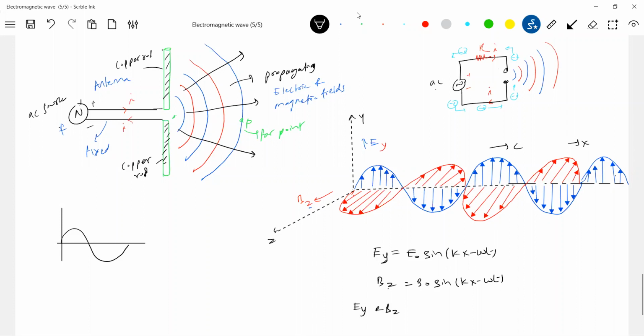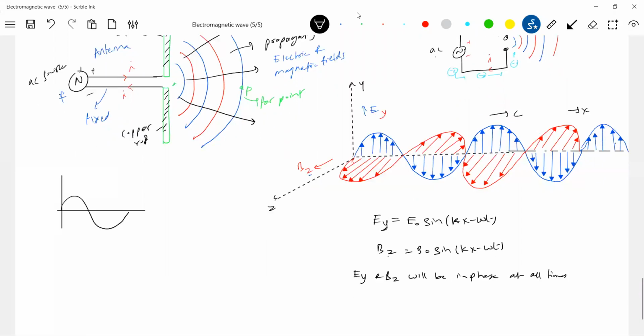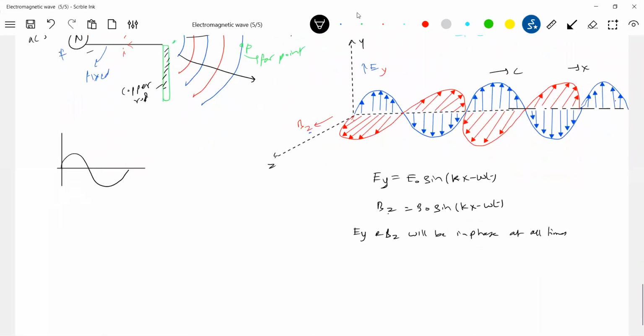EY and BZ will be in phase, with a propagation vector. Shall we say this equation represents a traveling wave? Okay, now let's come to the most beautiful part of this. These arrows will be a little bit difficult for me to explain, so I'll put it in a simplified form, because I want to explain Maxwell's equation.